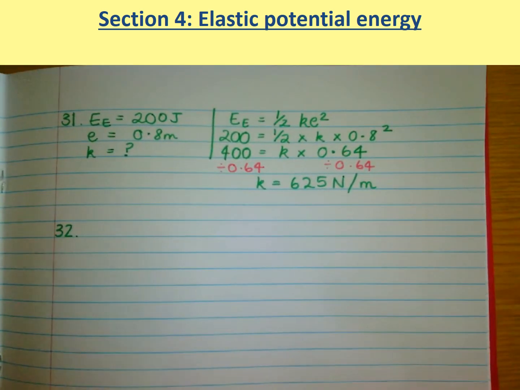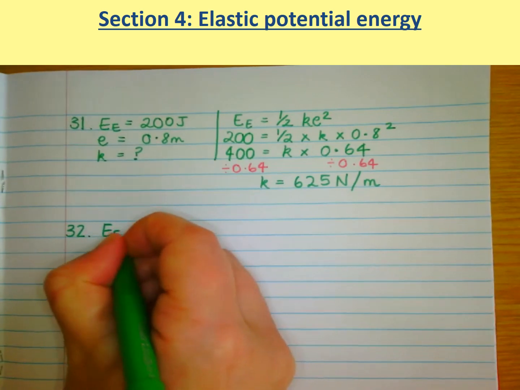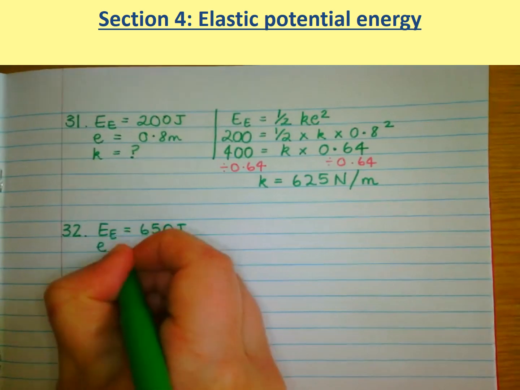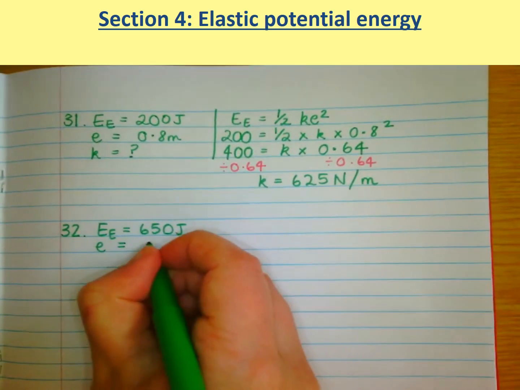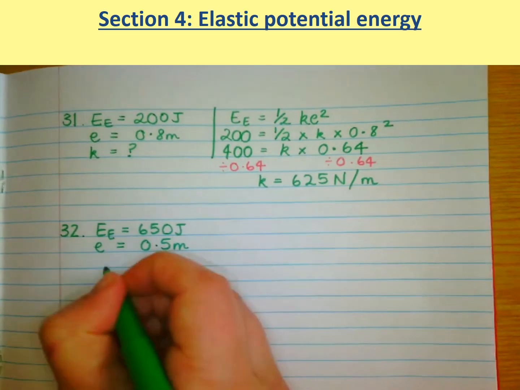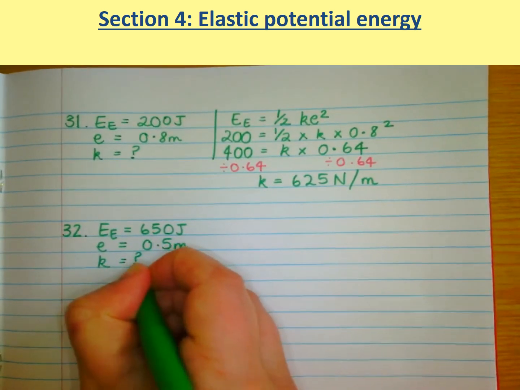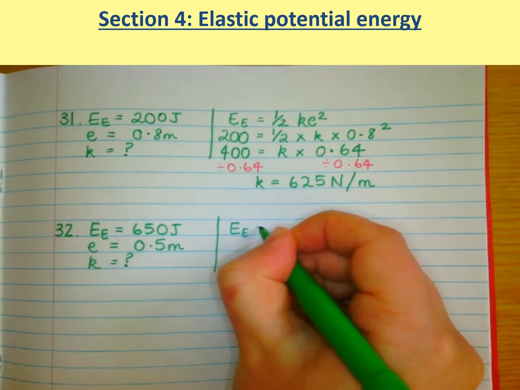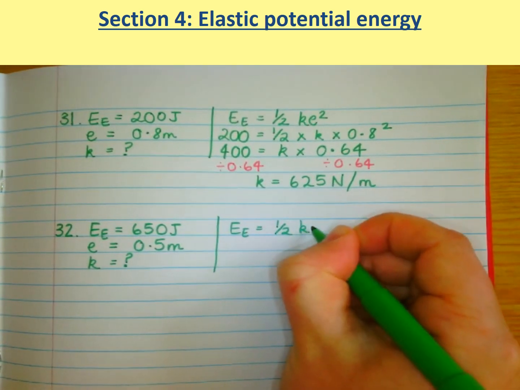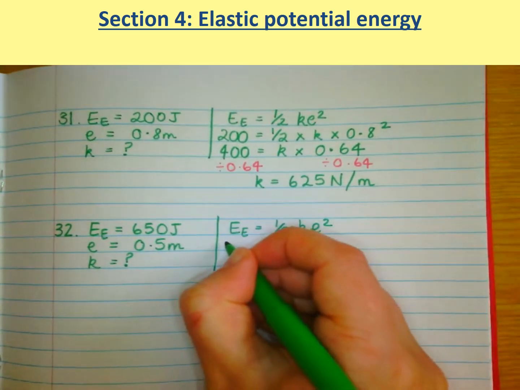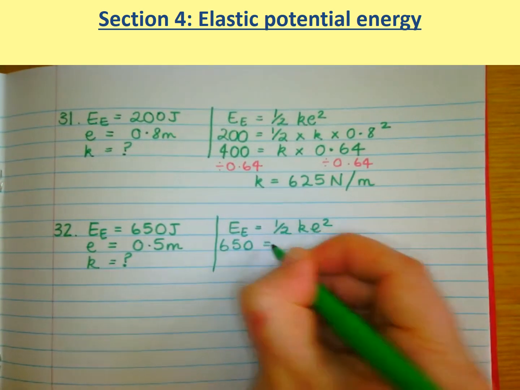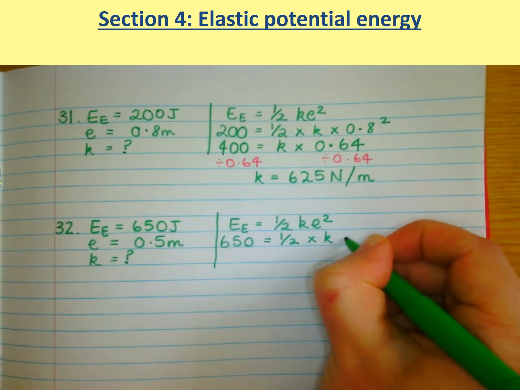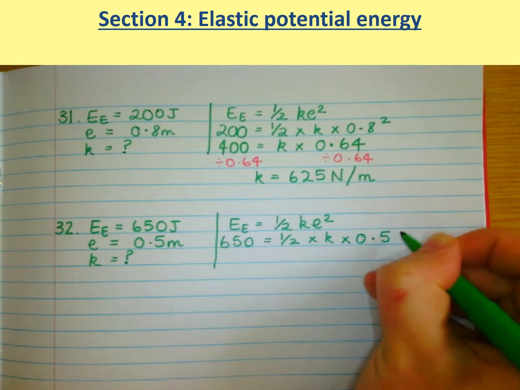Question 32. We've been given an elastic potential energy of 650 joules, an extension of 0.5 metres, and we've been asked to find the spring constant. So write out the equation as always. Elastic potential energy is half times k times extension squared. In this case, 650 is equal to half times k times 0.5 squared.